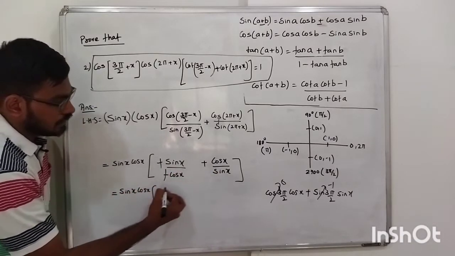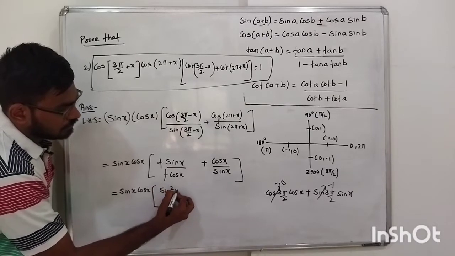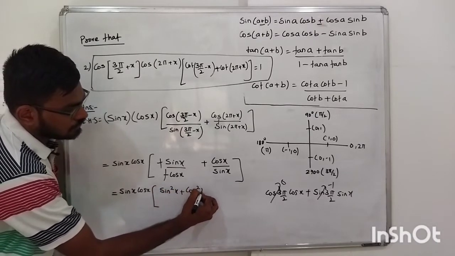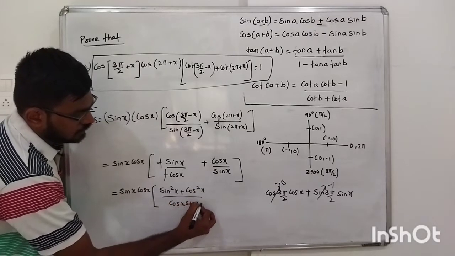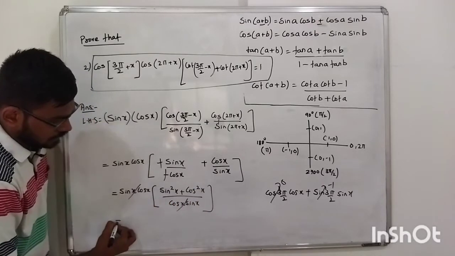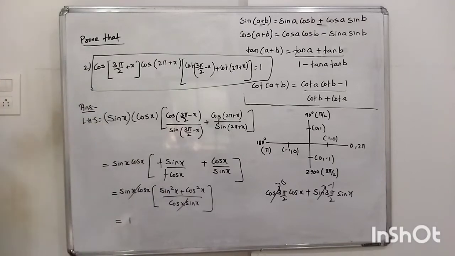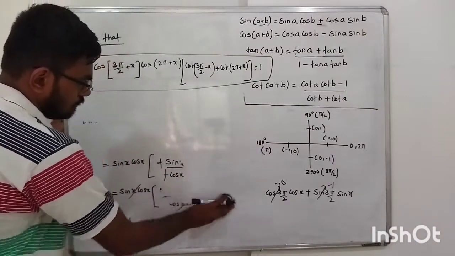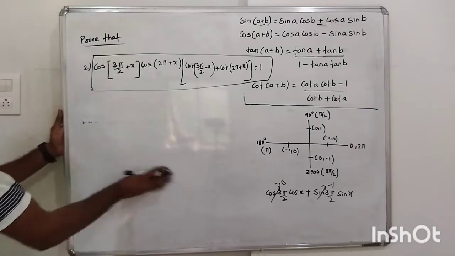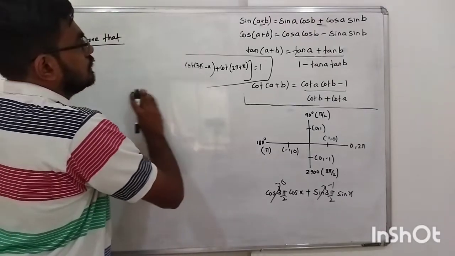So sin x cos x into sin x is sin square x plus cos x into cos x is cos square x upon cos x into sin x. Now you can cancel this with this, and this becomes 1, and sin square x plus cos square x is 1. So this is the answer of this. Okay, next.